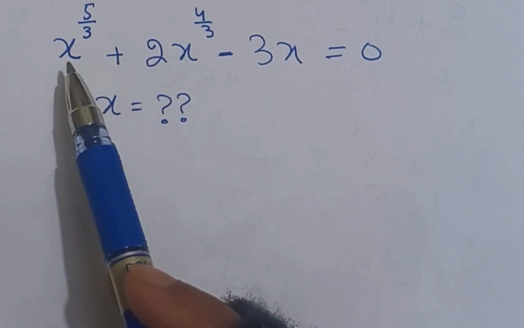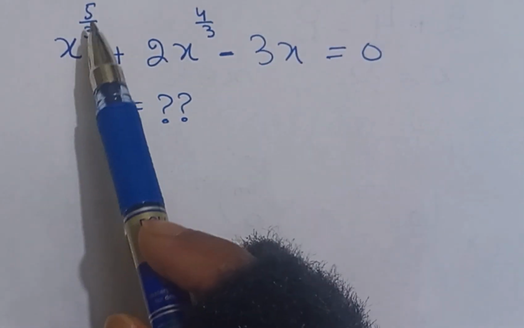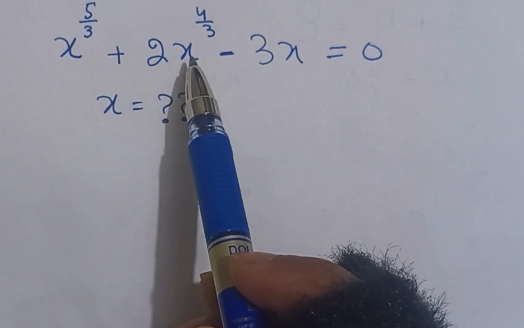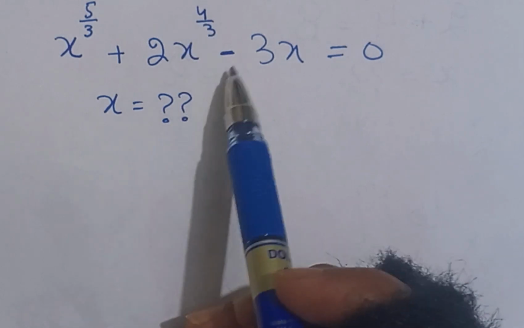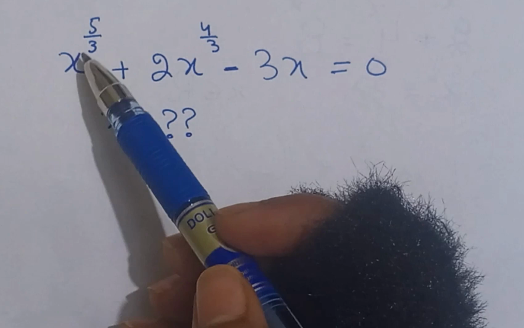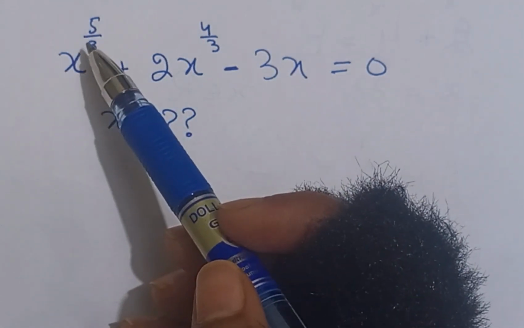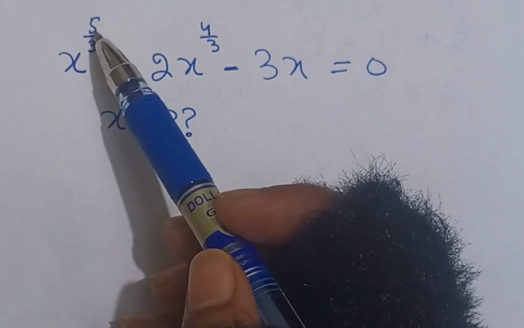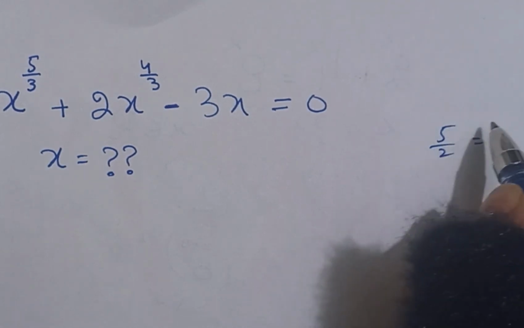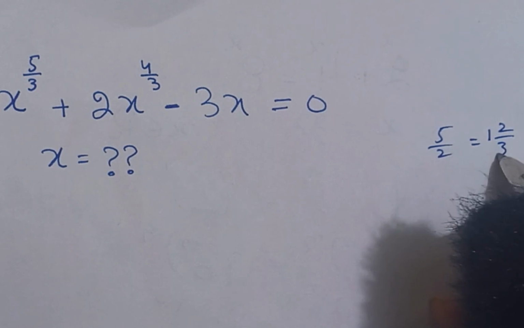And in this video we find the value of x, and our question is 5 raised to the power 5 over 3 plus 2 multiply x raised to the power 4 over 3 minus 3x is equal to 0. So let's start. Notice that this is 5 over 3 and it's an improper fraction. So we can write this improper fraction in mixed form as 5 over 3 in the mixed form. It's equal to 1 2 over 3.